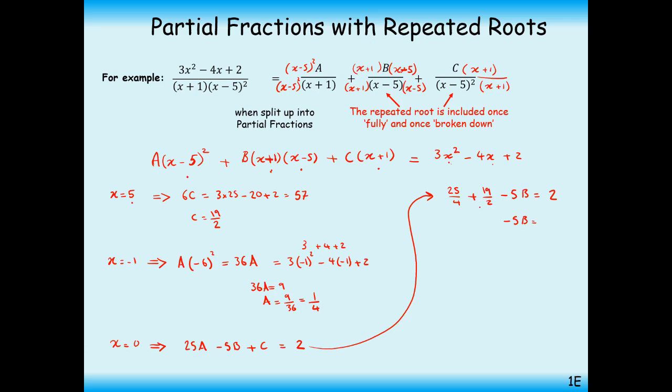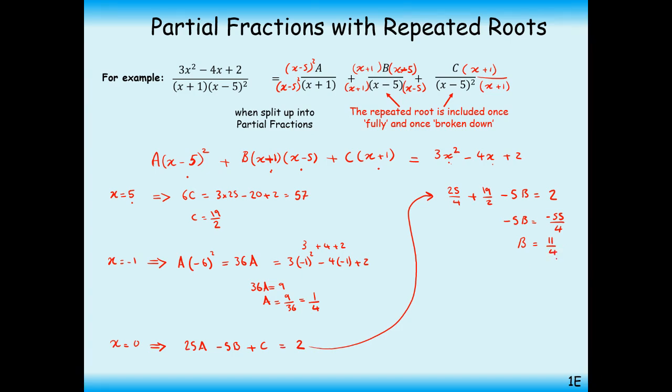That means subtracting these two fractions from 2. Pause the video and finish it off, and then check your answer with mine. b is, well, the effect of subtracting those two fractions from 2 will give us negative 55 over 4, and dividing both sides by negative 5 will leave us with 11 over 4.